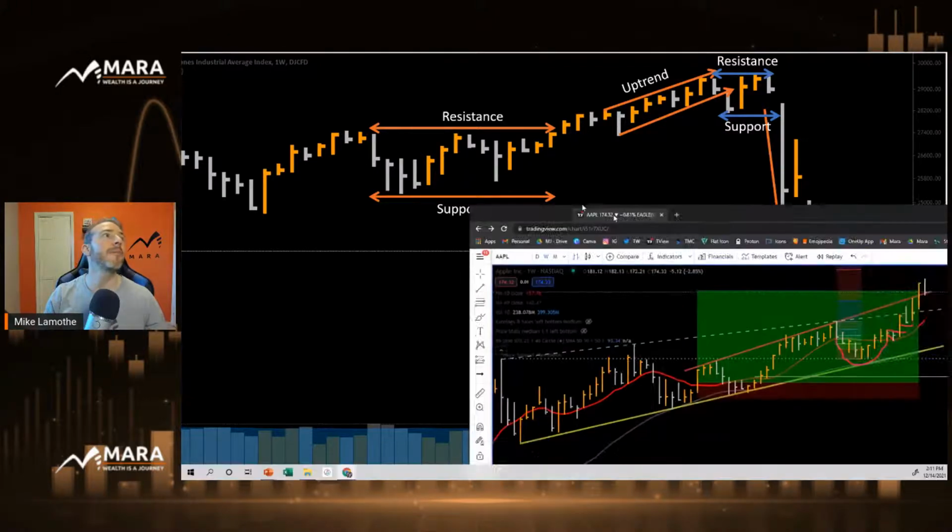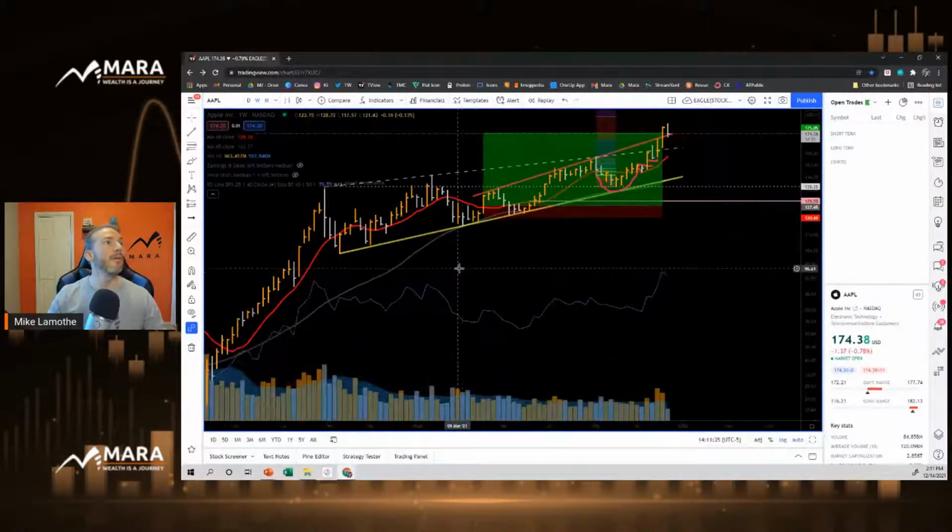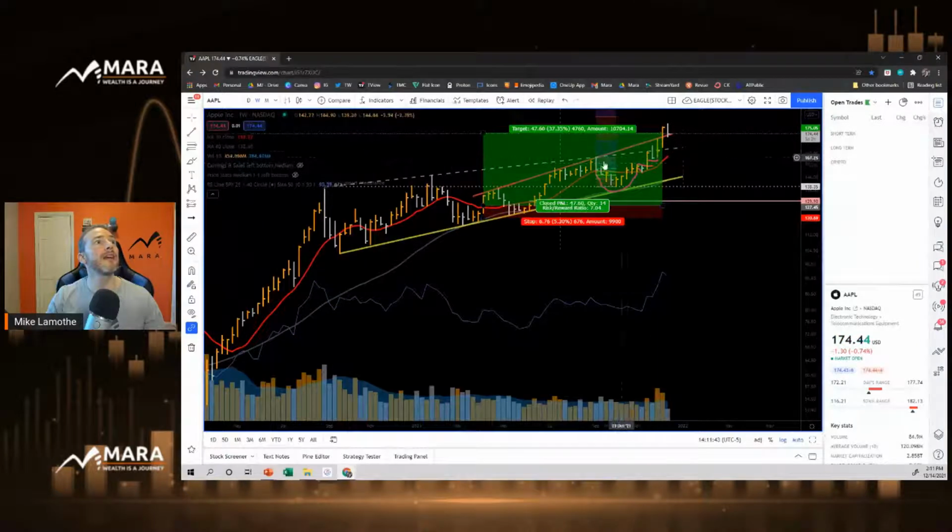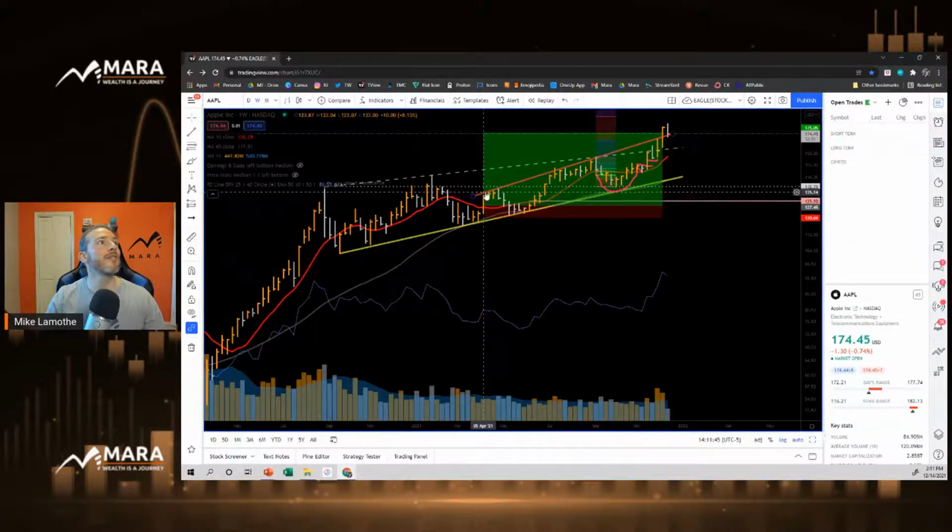So here's Apple, weekly chart of Apple. There's actually three trend lines altogether, but there's an upper trend line over here, that dotted line. Then there's this red upward sloping trend line, and then there's this lower trend line down here.